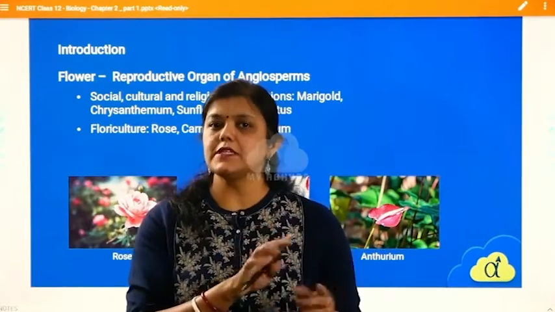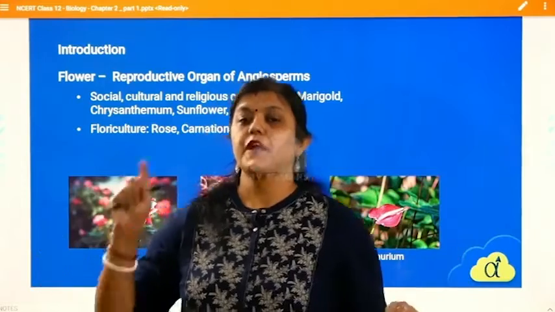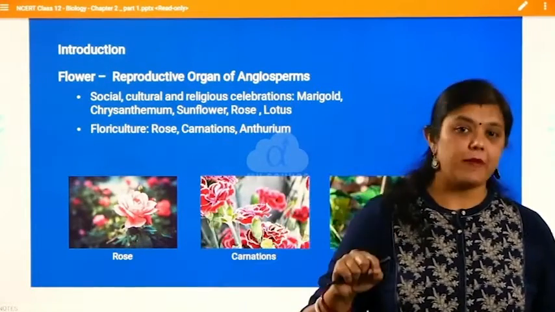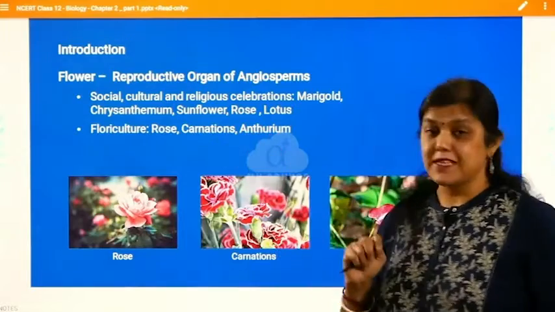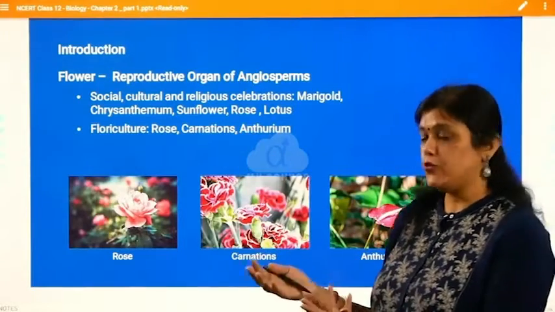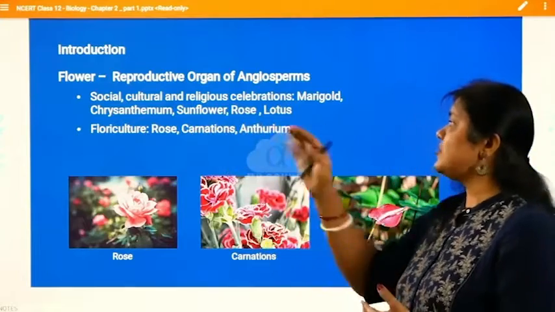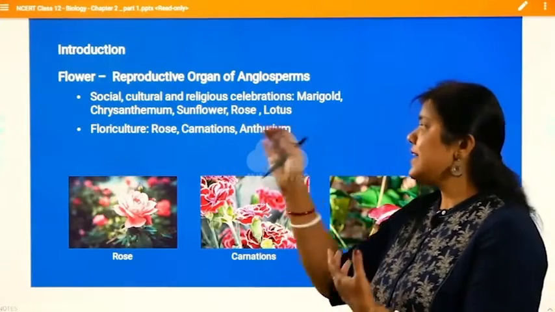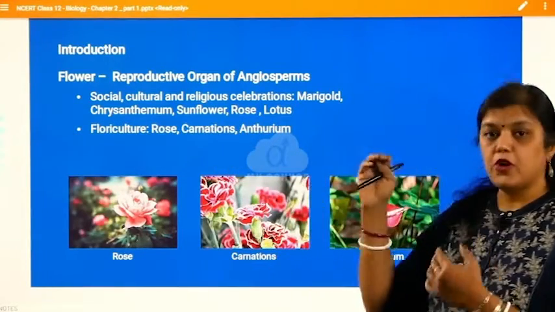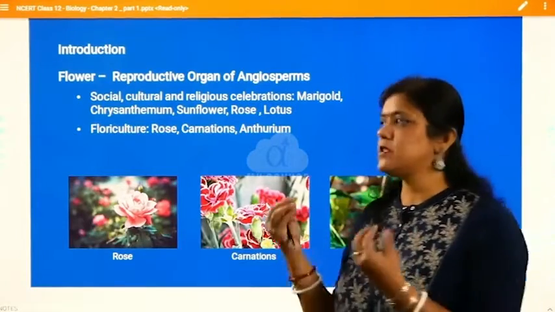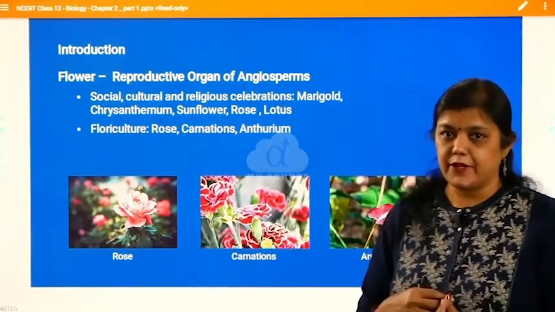What is happening in those cases? There is no gamete formation. But when we talk about flowers, flowers are those organs where there will be gamete formation. Here are some more examples which say where we use it. We use flowers for social, cultural, religious celebration like marigold, chrysanthemum, sunflower, rose, lotus. All these are used for different types of religious, social and cultural gatherings.